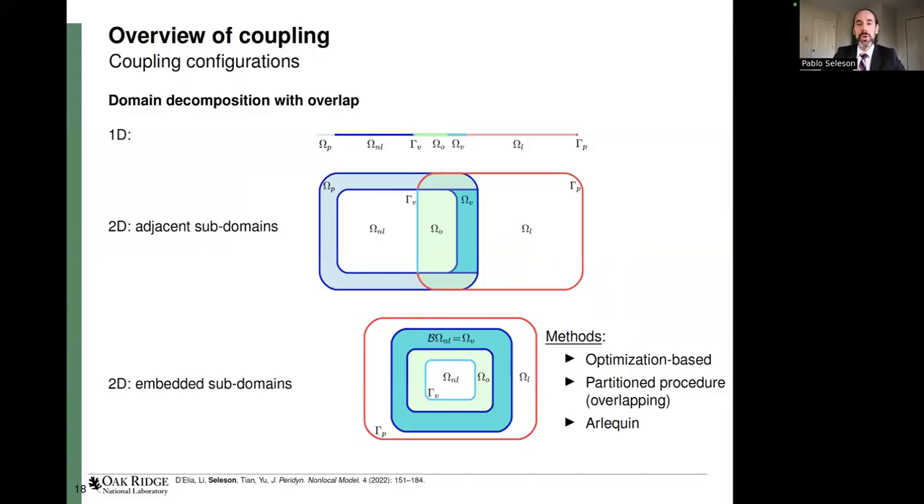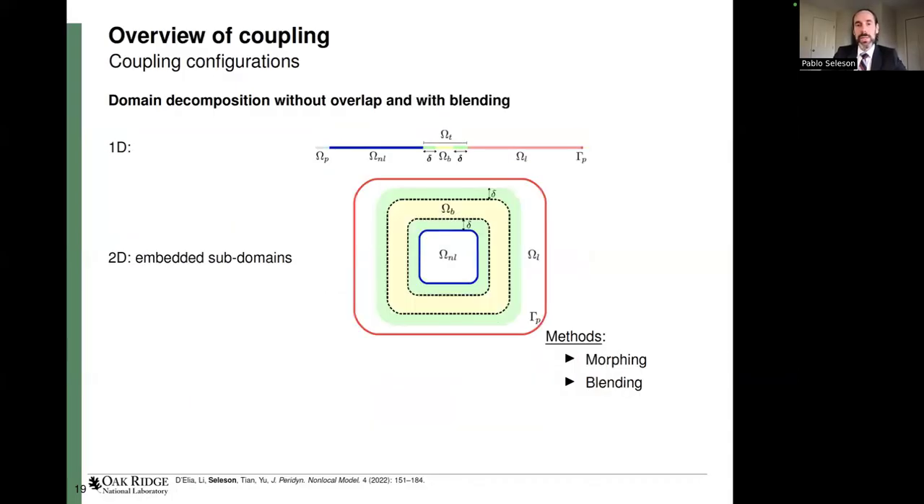So this is a domain decomposition with overlap. So there is an overlap between the nonlocal domain and the local domain. Here is an illustration in 1D, and we have two potential configurations here in 2D, adjacent subdomains or embedded subdomains. And the methods that employ these configurations are the optimization-based, the partition procedure with overlapping, and the Arlequin. And I just want to give you a brief overview of this. The next one is a domain decomposition without overlap, but with blending. So there is no overlap, but now we have a region where we blend the models. And this is the region here, the bridging region in yellow. And there is also some region around it with the width of delta that we also need to consider. The methods that use this type of decomposition are the morphing and the blending. And again, the blending is one of the methods we will discuss later.